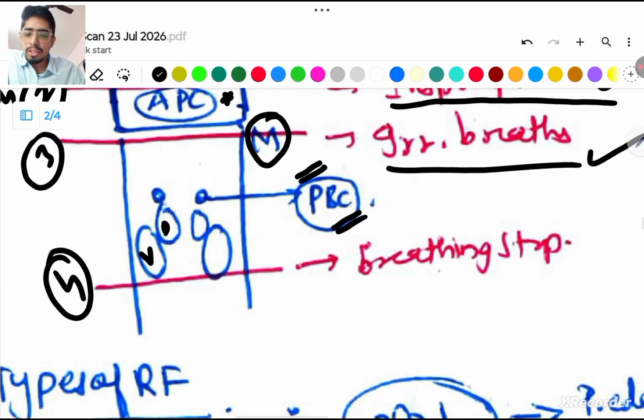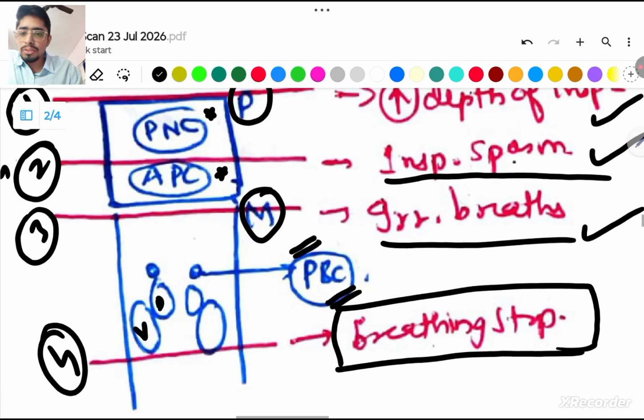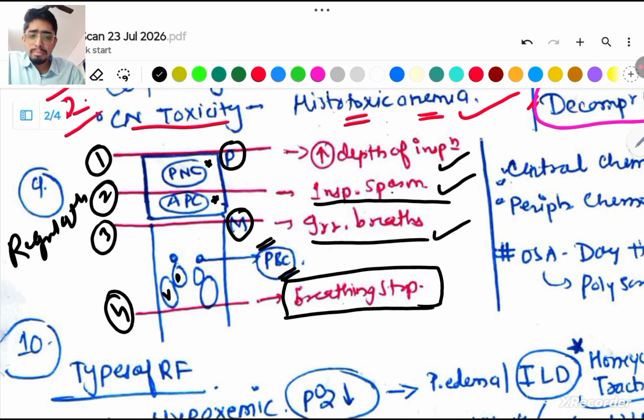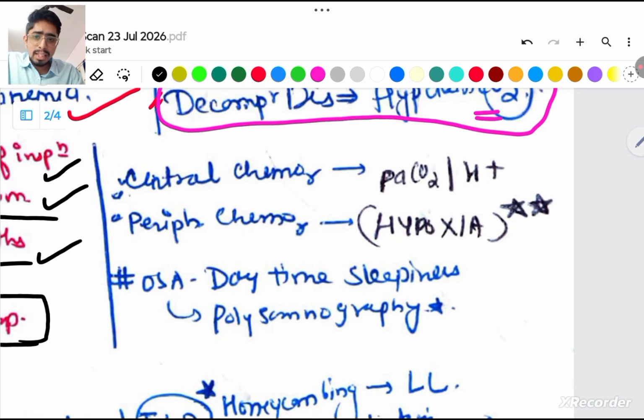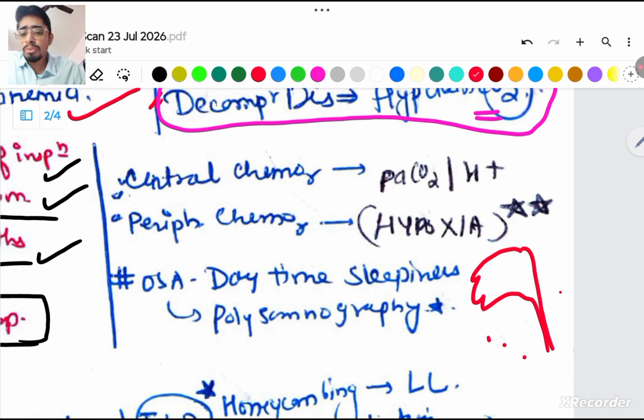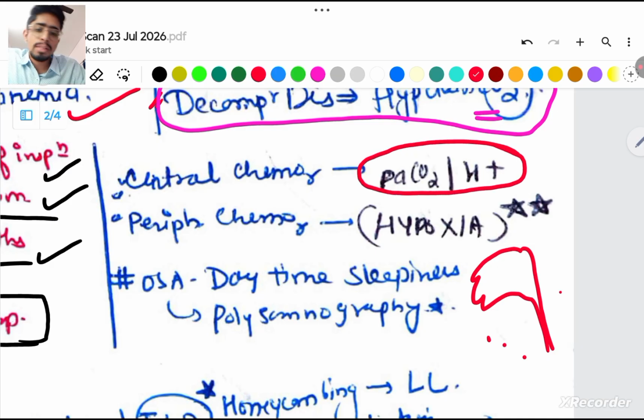Now, if there is a lesion below the medulla, the breathing just stops. So there is a cessation of breathing, right? So this is a very simple concept of the regulation of respiration, in which we also need to remember points like the central chemoreceptors. In the brain there are central chemoreceptors, and in the periphery there are different chemoreceptors. Central chemoreceptors are stimulated only by PaCO2 and H plus level. But peripheral chemoreceptors can be triggered, most importantly, by hypoxia, right?